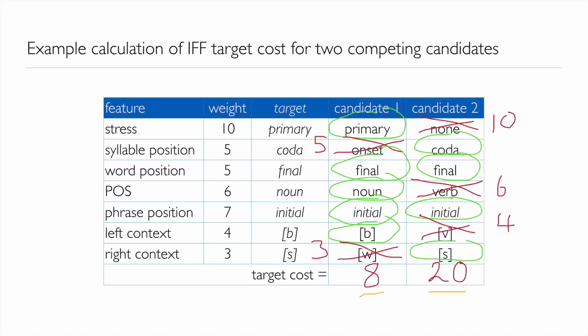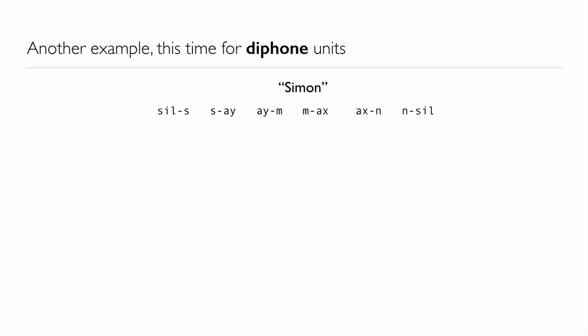Those target costs just go into the lattice and become part of the total cost of all the different paths passing through each of these candidates. As with most of the examples in this part of the course, I'm drawing my lattice in terms of whole phones because it's neater. Let's draw a picture of what it would be like for diphone units, just so we see that it can be done.